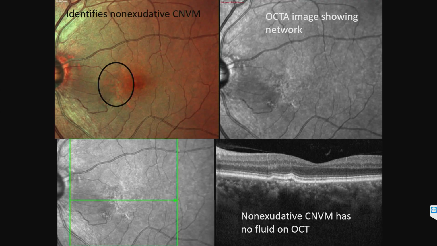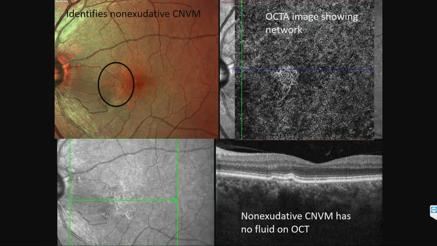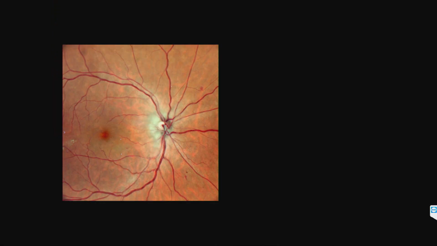So this multicolor shows an area of non-exudative CNVM, which the OCT angio really picks up. So you might get some clues by looking at the multicolor imaging to the presence of a non-exudative CNVM as well.